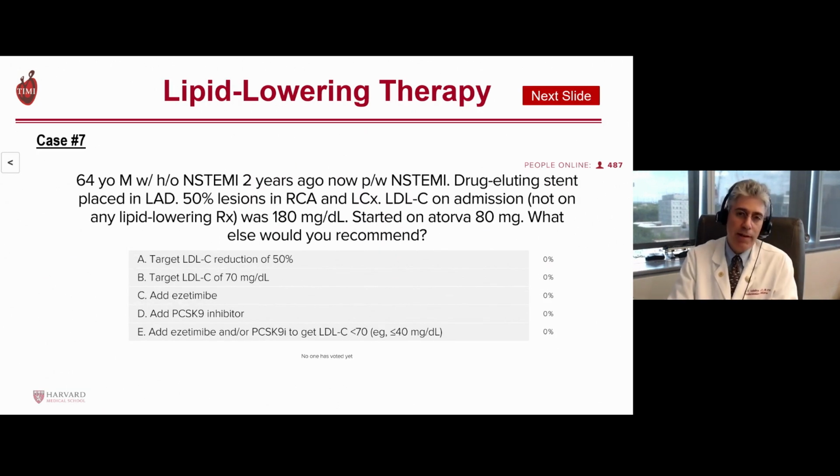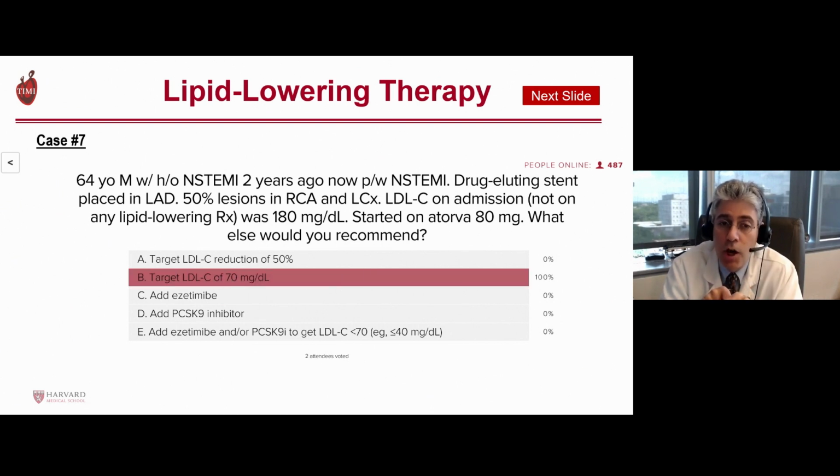Last couple things to talk about, last few slides, lipid-lowering therapy. So 64-year-old man, history of non-STEMI 2 years ago, now presents with another non-STEMI. Has a drug-eluting stent placed in the LAD. Has moderate lesions in the RCA and the circumflex, but no need to intervene in them at this time. The LDL cholesterol on admission, not on any lipid lowering, was 180 milligrams per deciliter, started on atorvastatin 80 milligrams. What else would you recommend for this person?